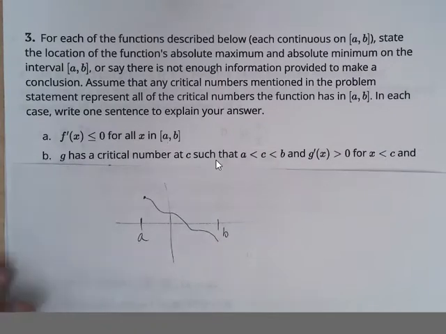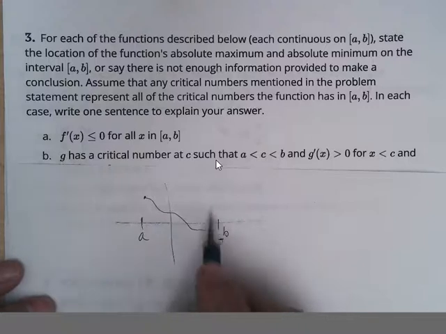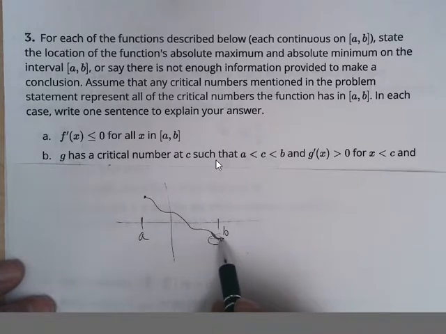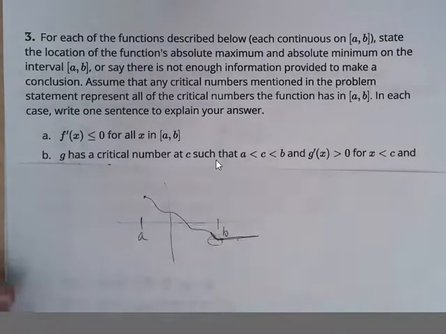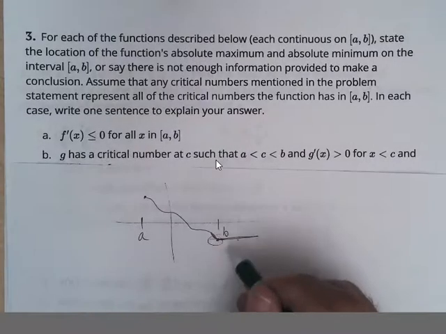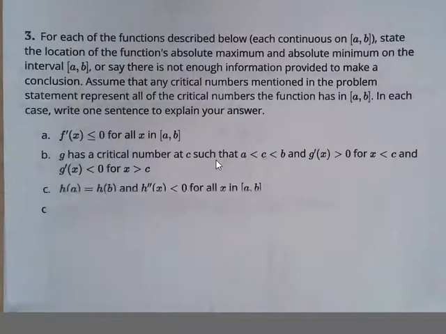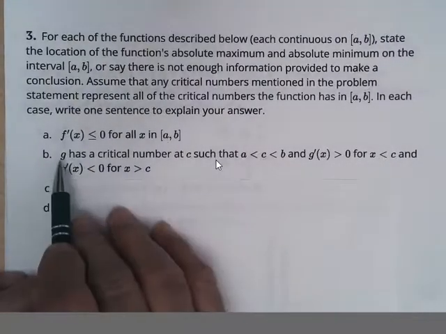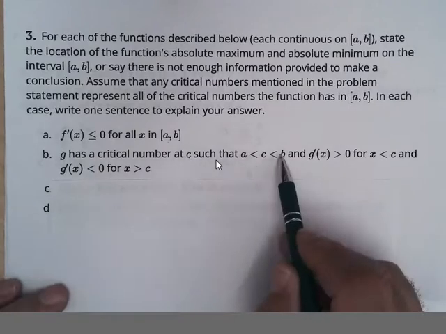Now, if it flattened out and it was completely flat for a ways, we might have more places, but that would make it kind of a weird function to go flat for a ways. Turns into a constant. But anyway, could be. But at least we think it's going to be min at B and max at A. Next, G has a critical number, C, which is between A and B.